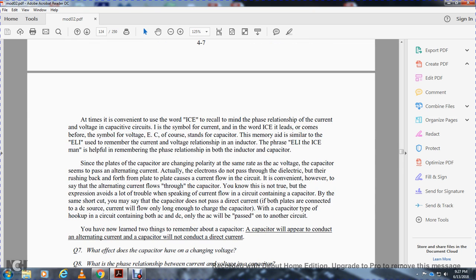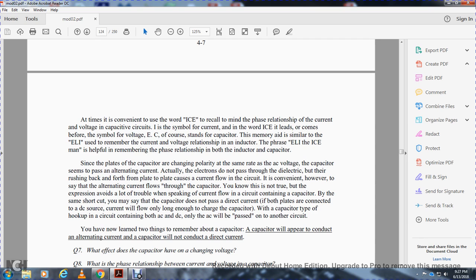Since the plates of the capacitor are charging and changing polarity at the same rate as the AC voltage, the capacitor seems to pass the alternating current. Actually, the electrons do not pass through the dielectric, but they rush back and forth between the plates, creating current flow in the circuit. It is convenient, however, to say that the alternating current flows through the capacitor. You now know it's not strictly true, but the expression avoids little trouble. We speak of current flow in a circuit containing a capacitor by the same shortcut.